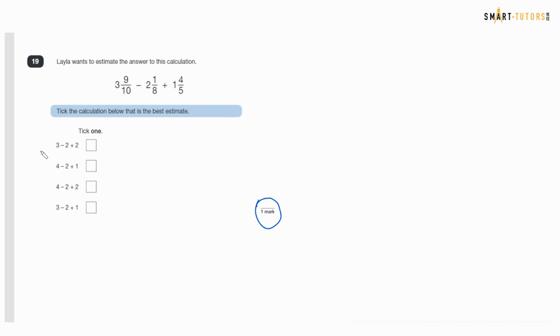So the equation starts with 3 and 9 over 10, which would round up to 4. Then the next one is 2 and 1 over 8. It has to round down to 2, and then there's 1 and 4 over 5. So you need to round that to 2 again. So you need to look for an answer that says that, and luckily there is one. Very good.